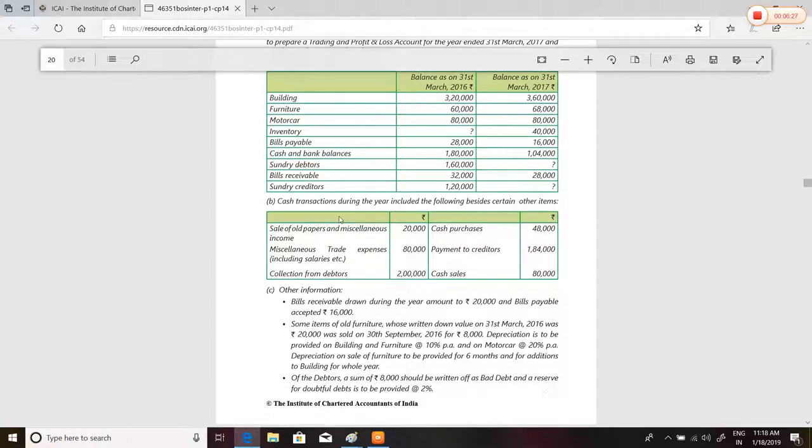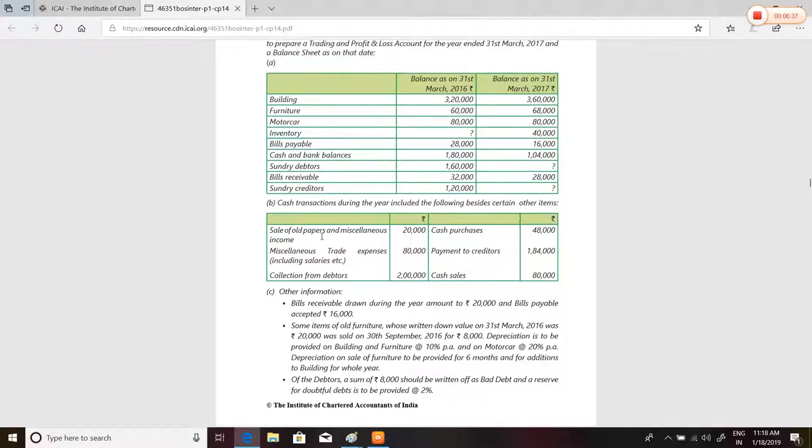Now, cash transactions during the year are the following, besides certain items. Note that it is the cash transaction, not bank transactions. Okay. Sale of old papers and miscellaneous trade expenses, including salaries, etc. Collection from debtors 2,080 and 2 lakhs, cash purchases 48, payment to creditors 1,84,000, and cash sales 80,000. Okay.